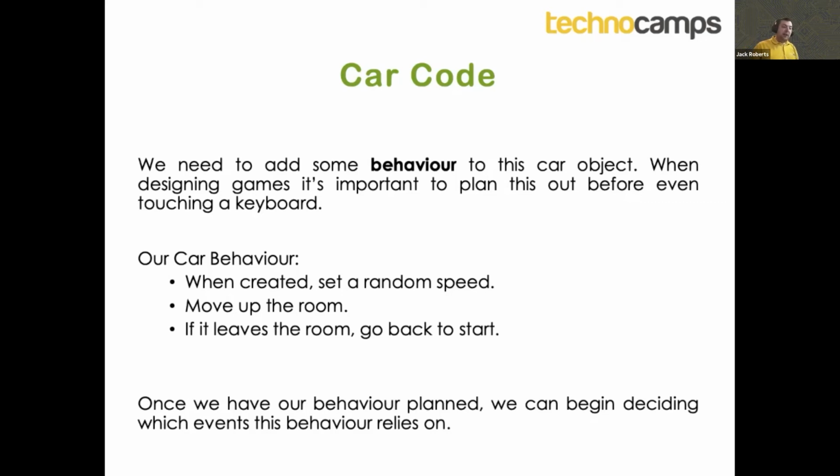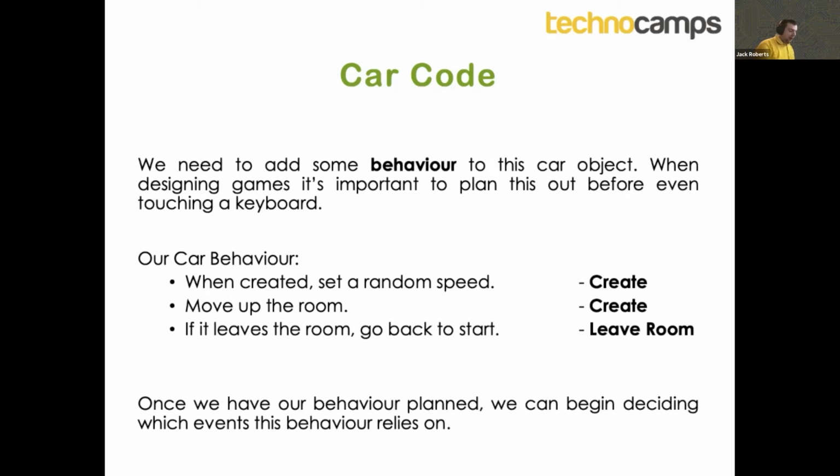Once we have that behavior planned, we can then begin deciding what events are connected to these. So looking at the first one, when created, well, that's obviously going to be a create event. Moving up the room, that's going to happen when the car is first created, so that's also going to be a create event. Leaving the room, well, we've already looked at one option for that. We've got intersect boundary, or there's another one there called outside room. So those are 2 options there as to events we could use.